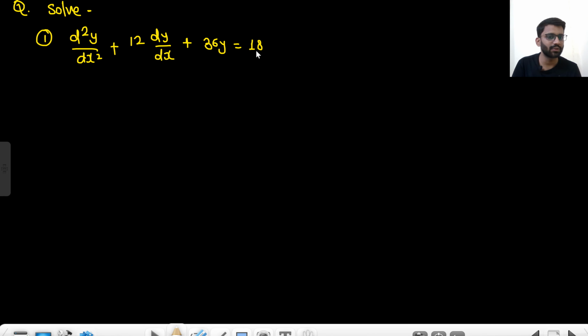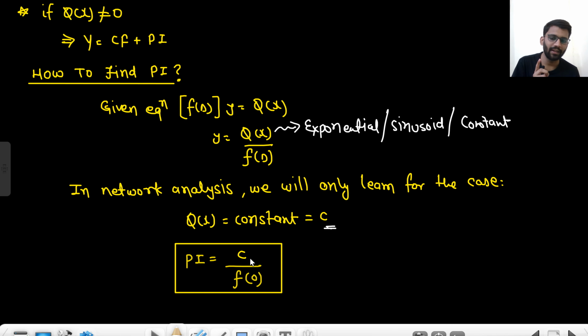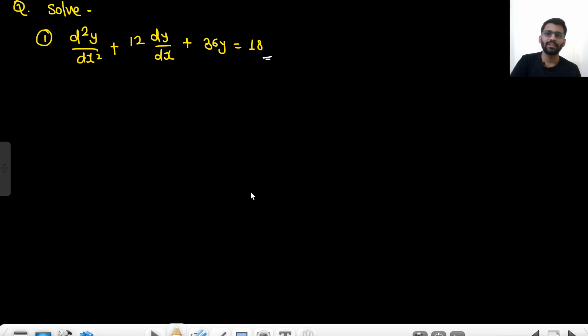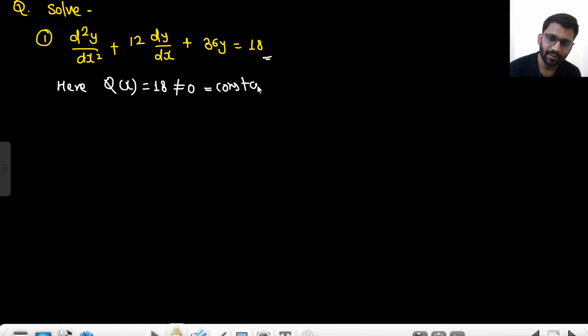We will not see the sinusoid or cosinusoid case. If we ever get to see sinusoid or cosinusoid, I will tell you the solution there only. But for now we will only see the constant case. So 18 is the constant, and we will put 18 upon f of 0. That's our answer. Let's solve this example. Here q of x is 18, which is not equal to 0, and is a constant.